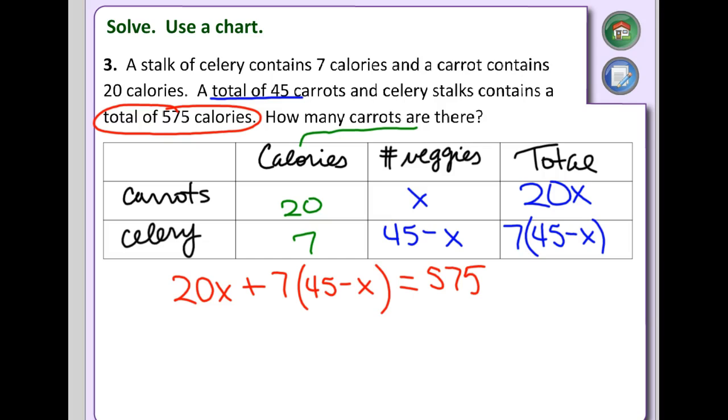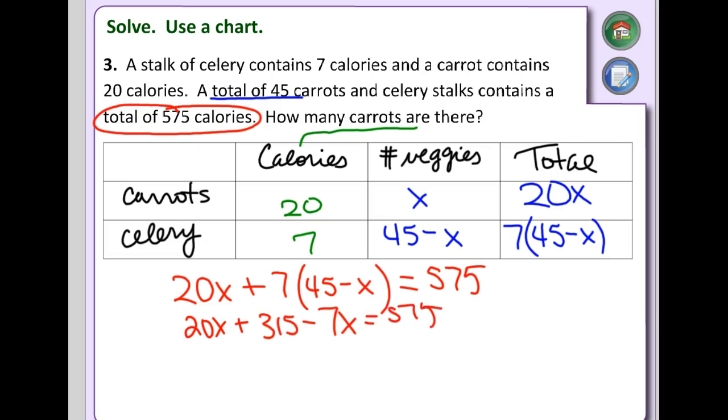Can you finish solving that equation for me? Well, we've got 20x. We've got to take care of our distributive property. Let's see, 7 times 45, 315. And then 7 times x is 7x equals 575.